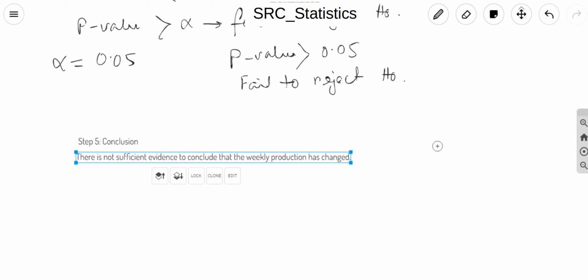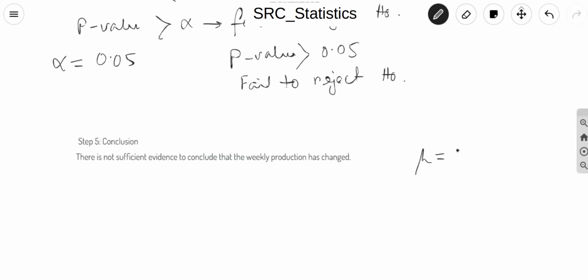So now we go to the final step. Since we have failed to reject the null hypothesis that mu equals 20, that is, we cannot say that mu has changed. So there is not sufficient evidence to conclude that weekly production has changed. This is the conclusion.